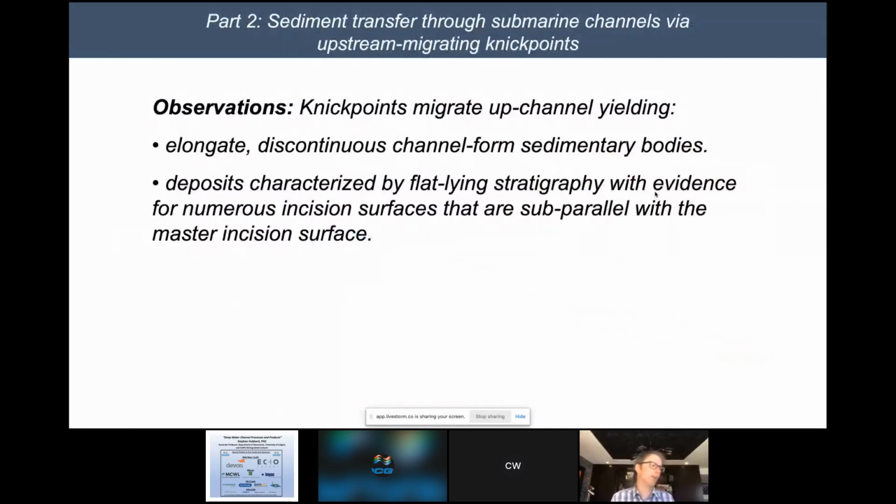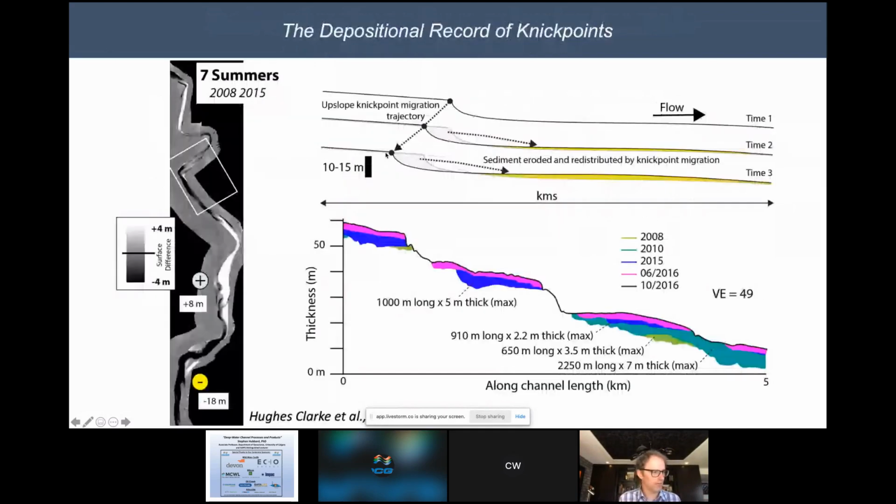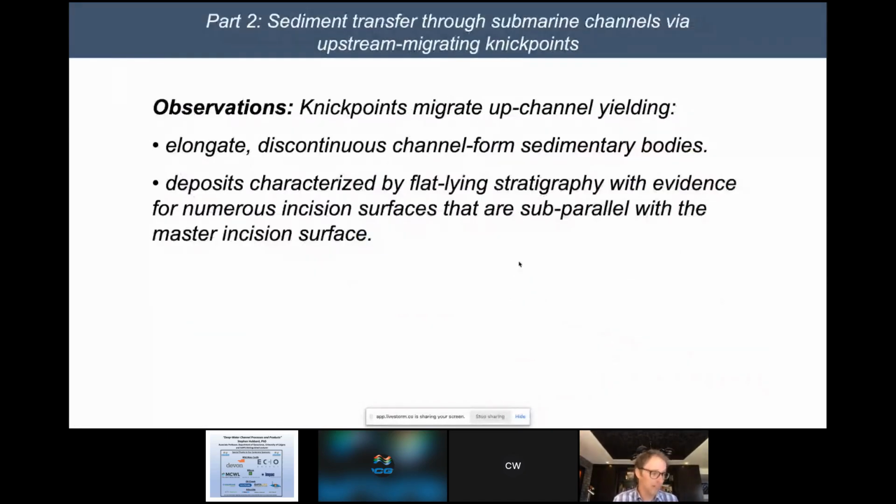So the observation here is that these nick points migrate up channel, and when they do so, they leave elongate, discontinuous channel-formed sedimentary bodies. They don't go the whole way. And they're channel form in that strike direction, which I'm not showing in this image. The deposits left behind are characterized by flat-lying stratigraphy. And of course, there's going to be evidence for all sorts of incision surfaces, because every nick point that migrates is going to do some eroding. That's your mechanism potentially for incising over and over again.